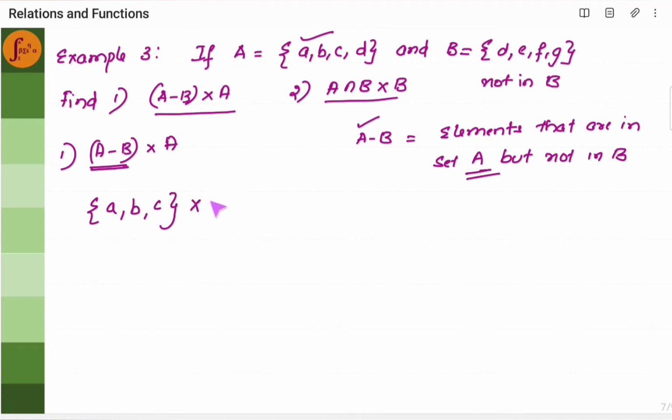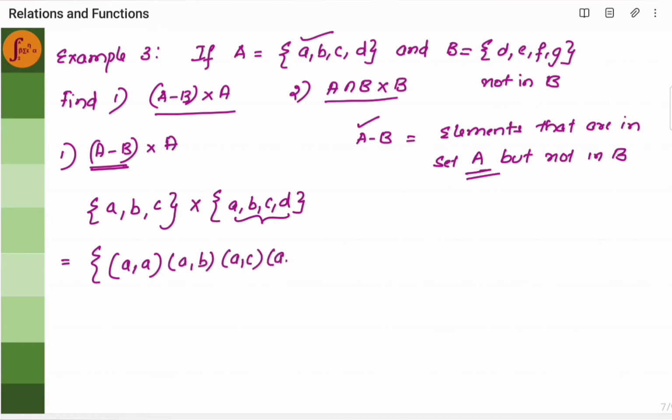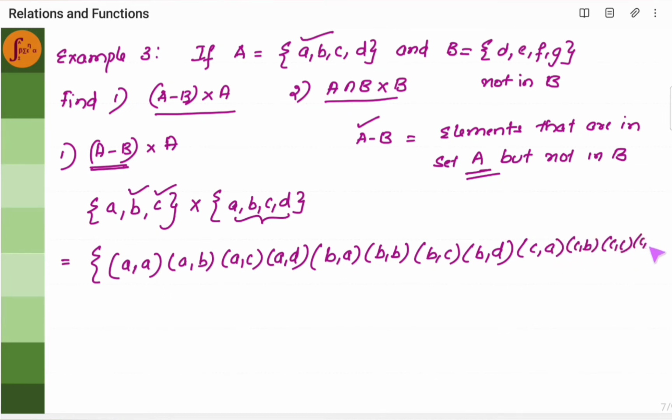Now cross product into set A. Set A is A, B, C, D. Now we'll find the Cartesian product. Cartesian product is, take the first element A, we'll do it with all 4 elements: A, A, A, B, A, C and A, D. Now let's go with the second element with all 4 elements: B, A, B, B, B, C and B, D. Now let's take the third element, C, all this: C, A, C, B, C, C and C, D. So these are the ordered pairs. This is the answer for this particular first example.